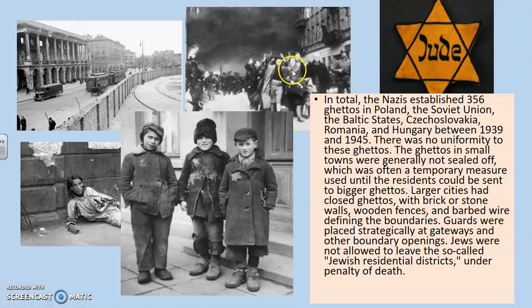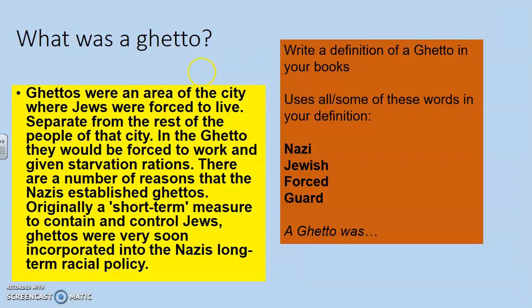That is not to say that resistance did not happen. Here we have an image of the end of a Warsaw ghetto uprising, in which Jewish people did fight back against the Nazis to stop the conditions in which they were living in. So ghettos were an area of a city where Jews were forced to live separate from the rest of the people of that city. In the ghetto they would be forced to work and given starvation rations. There are a number of reasons that the Nazis established ghettos. Originally a short-term measure to contain and control Jews, ghettos were soon incorporated into the Nazis' long-term racial policy.